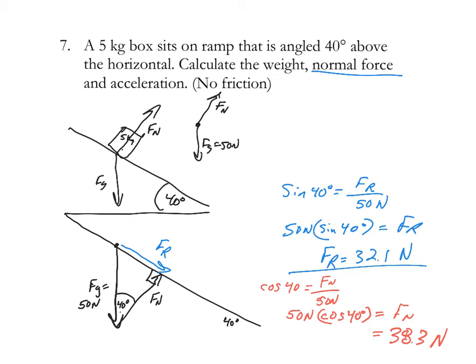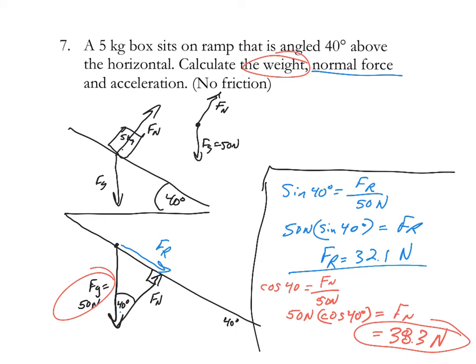Now, alright, so we have that. We have weight, normal force, force ramp. I guess I'm getting a little ahead of myself. I need acceleration. So all in this direction, I'll call that the x direction. The only force I have is that force ramp, so I kind of am doing this a little out of order. 32.1 newtons, that's the force ramp.